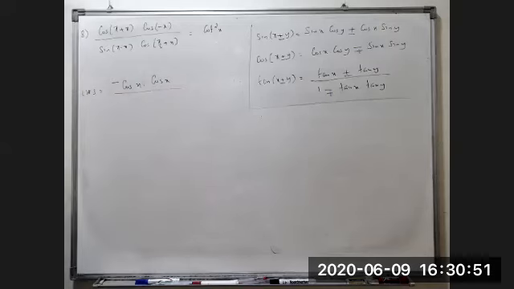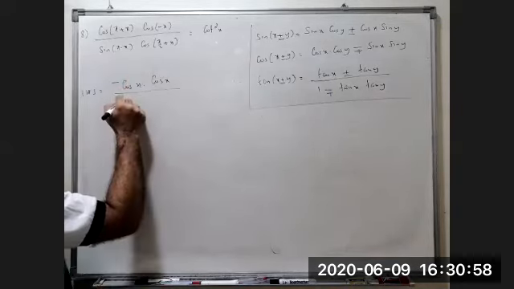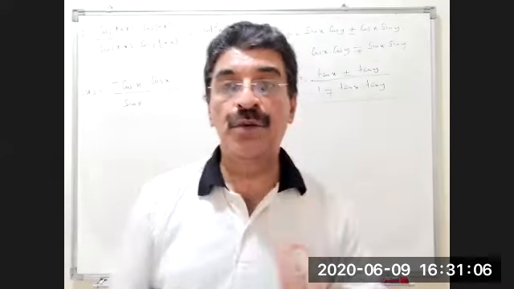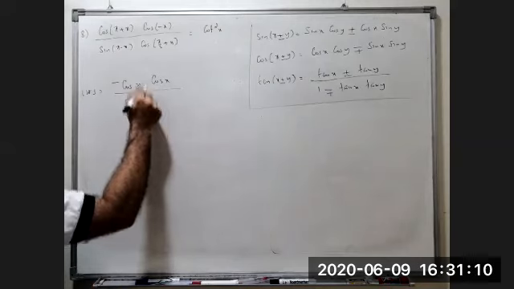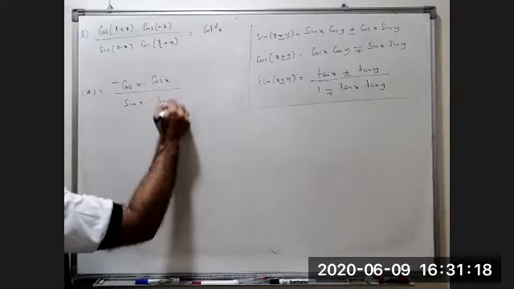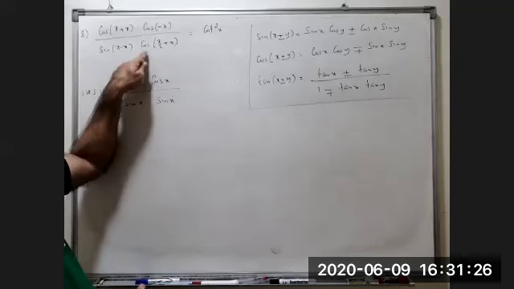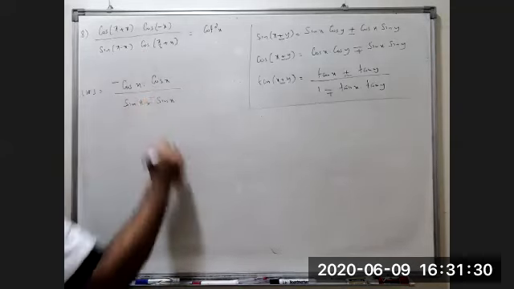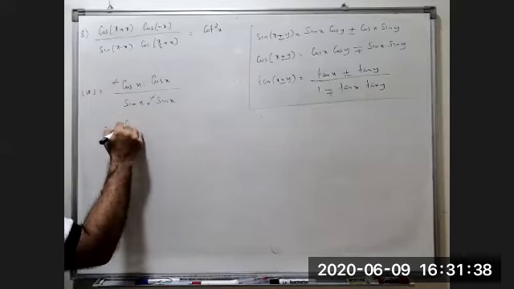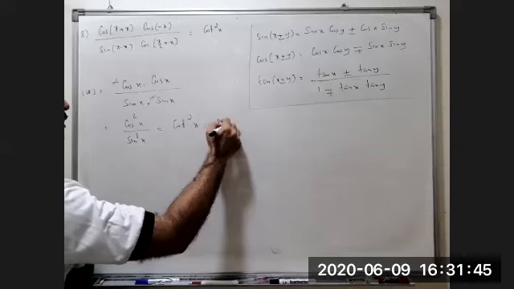By, again, sin(180 − x). Sin(180 − x) is an even multiple, so the function remains the same. 180 minus is quadrant 2, where sin is positive, so it remains sin x. Then cos(90 + x): 90 plus x, the function changes to co-function, and 90 plus is in quadrant 2, where cos is negative, so minus sin x. This minus and minus cancel. Remaining, we get cos² x by sin² x, which is cot² x, as required.